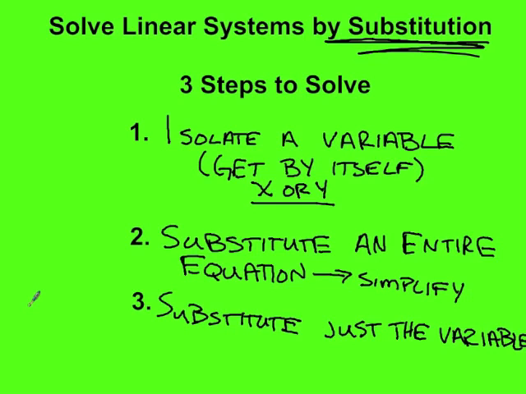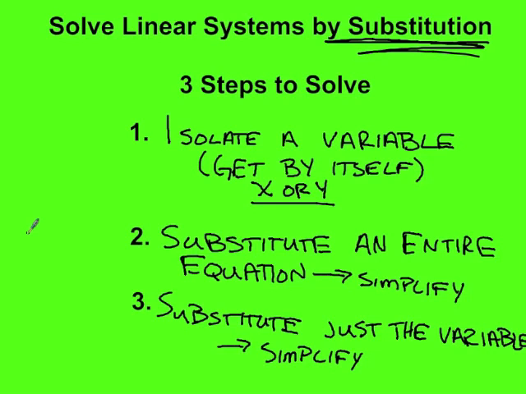So first, we isolate a variable, get it by itself, get the x or y by itself. Then we're going to substitute an entire equation and simplify. Then we're going to substitute just the variable. And again, we have to simplify. So these 3 steps sound confusing. Not too bad once you see them in use. But it's important to have these down, know these 3 steps.